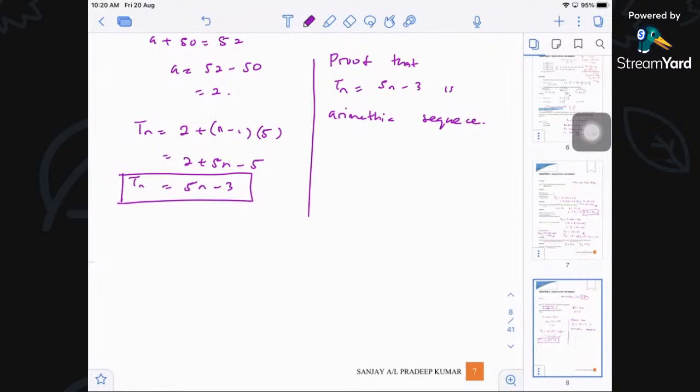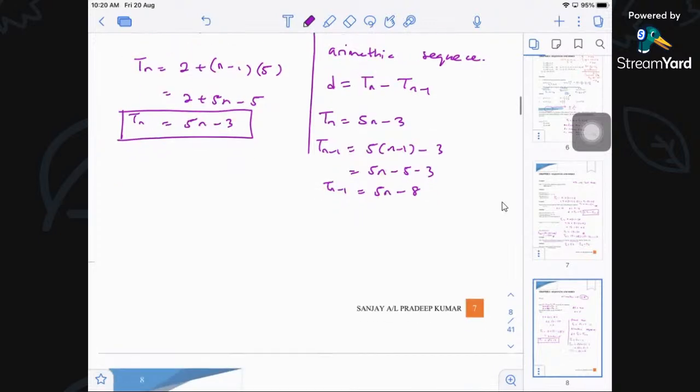To prove that this is an arithmetic sequence, we know that the common difference formula is Tn minus T(n minus 1). Last time, in Form 4 and Form 5, you all used T2 minus T1, yes or not? You find T2, you find T1, you minus off, you get the answer. Clear? But this time we will not be doing that. This time we will find Tn first. Tn we know already, 5n minus 3. T(n minus 1) is going to be 5(n minus 1) minus 3, which is 5n minus 5 minus 3, which is 5n minus 8. So this is T(n minus 1).